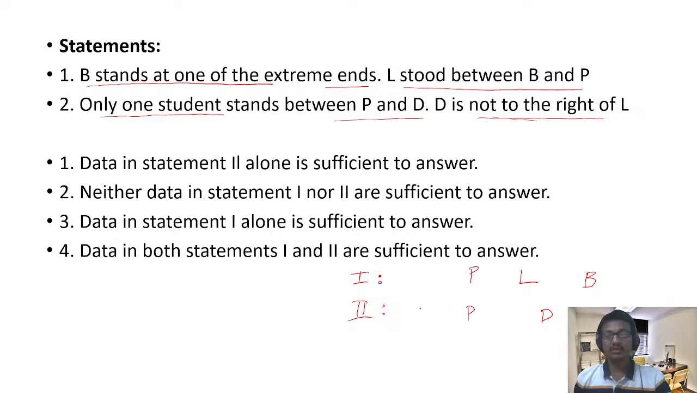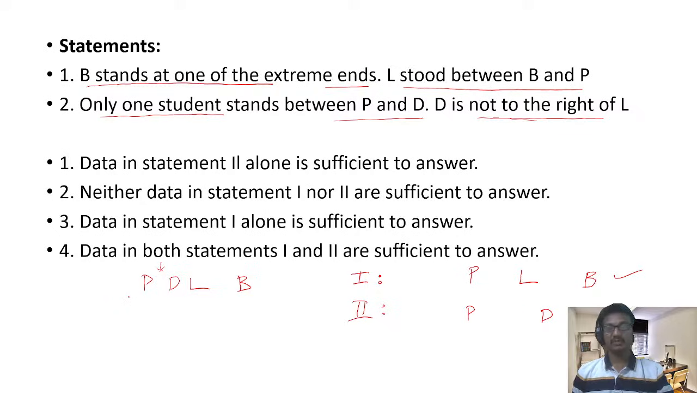Now both combined together, can we get the solution or not? Let us identify. From statement 1, B stands at one of the extreme ends, and L stood between B and P. This is the first case we got here. So we got the standing positions P, L, B. Then only one student stands between P and D. So assume that I write P and D here, there is one student standing in between.